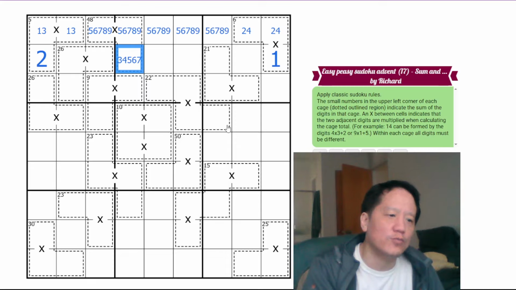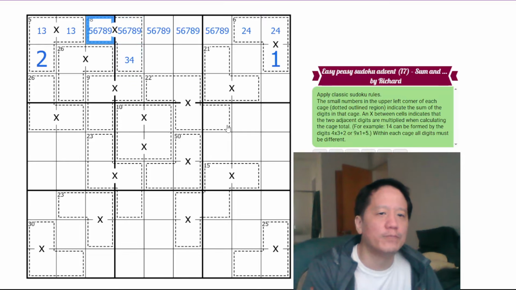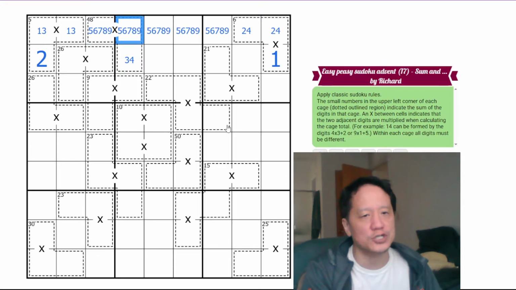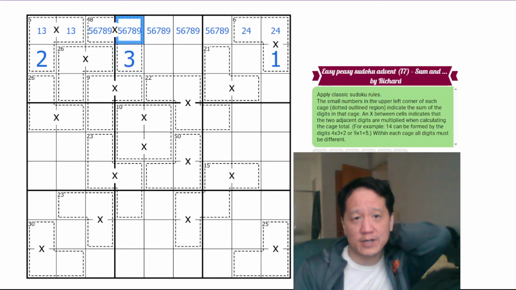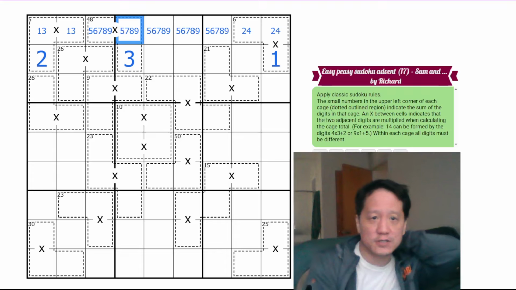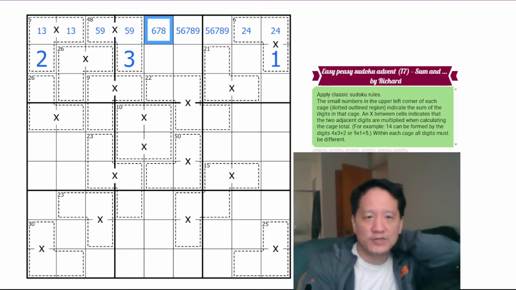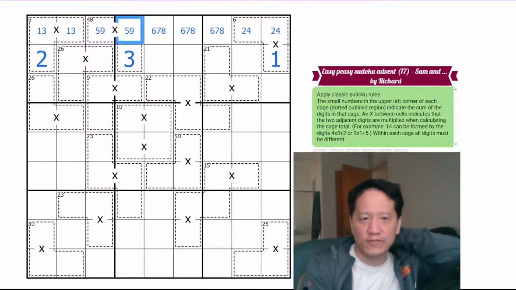48 minus 7 is 41, which is a prime number, so that doesn't work. 48 minus 6 is 42, but that can only be multiplied by 6 and 7, so that would be a repeat in that cage, so that's not allowed. 48 minus 5 is 43, which is a prime number, so that's not allowed. 48 minus 4 is 44, but that's not the product of 2 digits, so this can't be 4. Therefore this must be 3, which 48 minus 3 is 45, which is essentially 5 times 9. That eliminates 5 and 9 in the rest of the row because of the 5-9 pair.